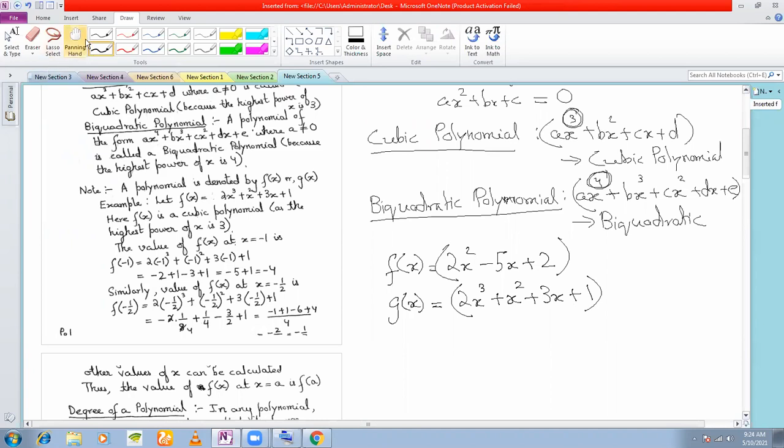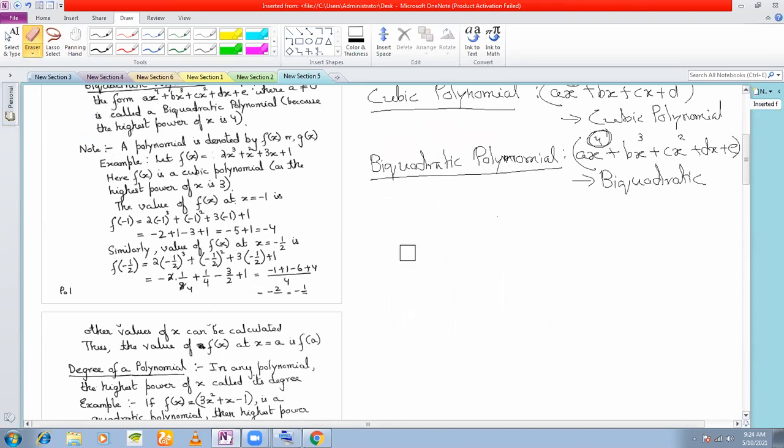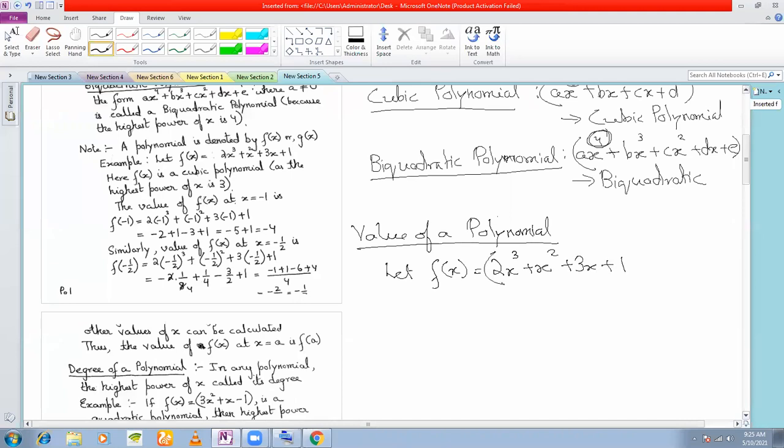Now, what do you mean by the value of a polynomial? Suppose I give you f(x) is 2x cube plus x square plus 3x plus 1. This is a polynomial. What type of polynomial is it? Sir, cubic. Cubic polynomial, because the highest power of x is 3.